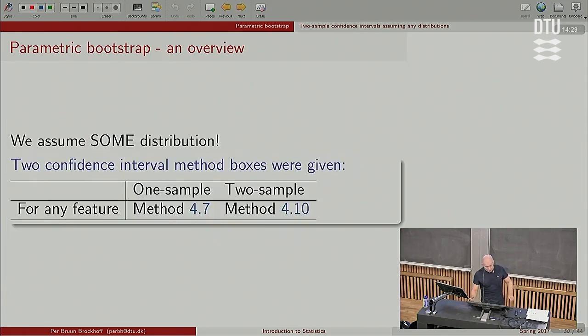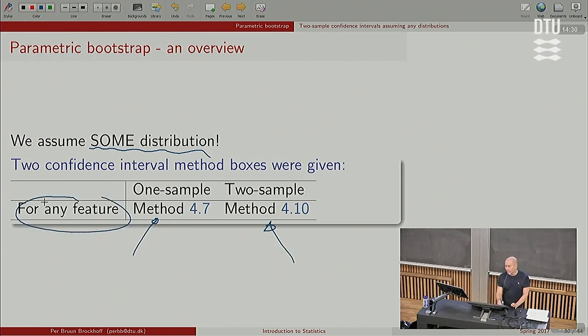So, what I did so far to sum up on the parametric bootstrapping, we assume some distribution. We saw examples of the exponential. Could be the normal with some odd feature. It could be log normal. It could be uniform. It could be anything. I've given you 2 method boxes. I've given you a 1 sample method box and a 2 sample method box. These are boxes for any kind of features, but it could just be the means as we've known previously. But that's how it is.